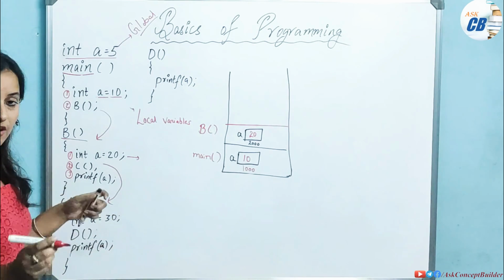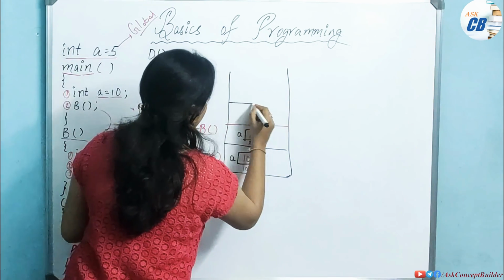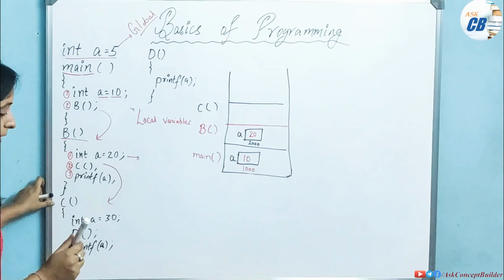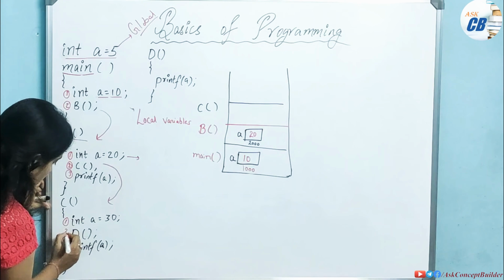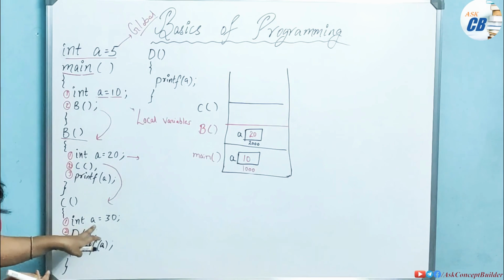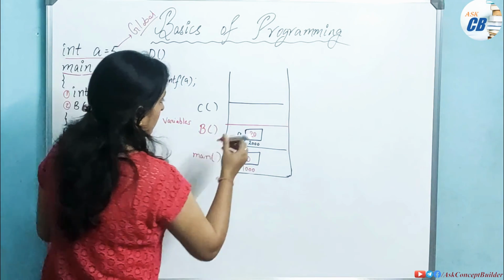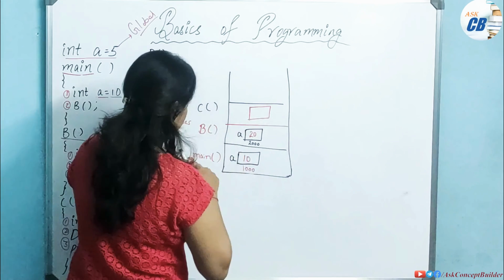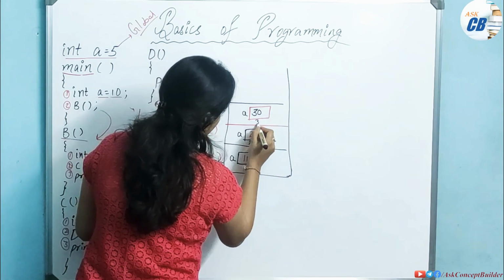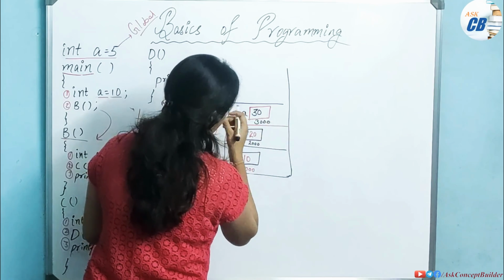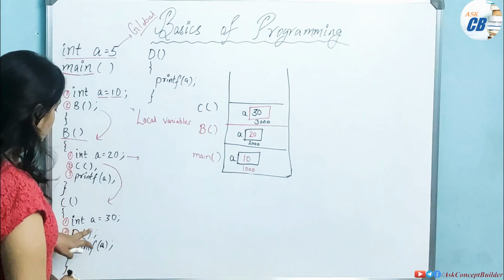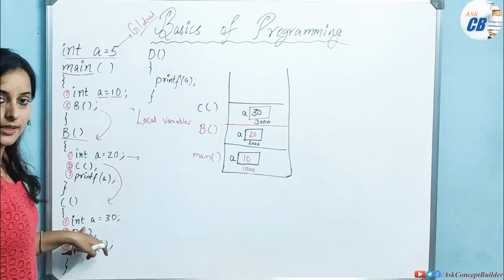When it comes to the C function, again a memory will be allocated in the stack for the C function. This C function has three statements: 1, 2 and 3. Now it will execute these three statements. The first is int a equals 30. Again, a memory of 4 bytes will be allocated to this variable a, and the value 30 will be stored there. So the statement a equals 30 is executed.